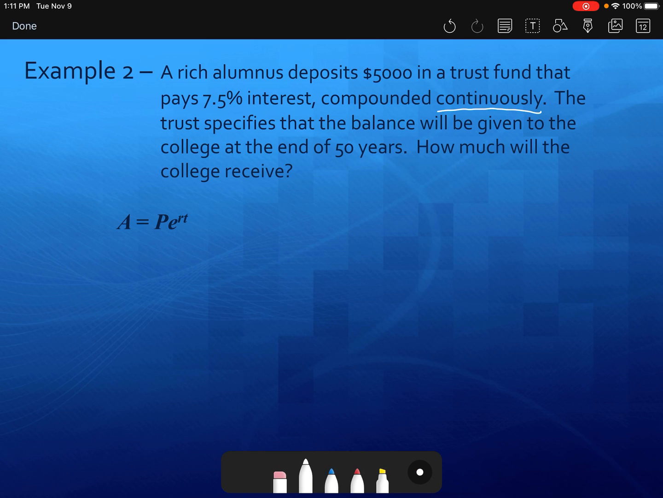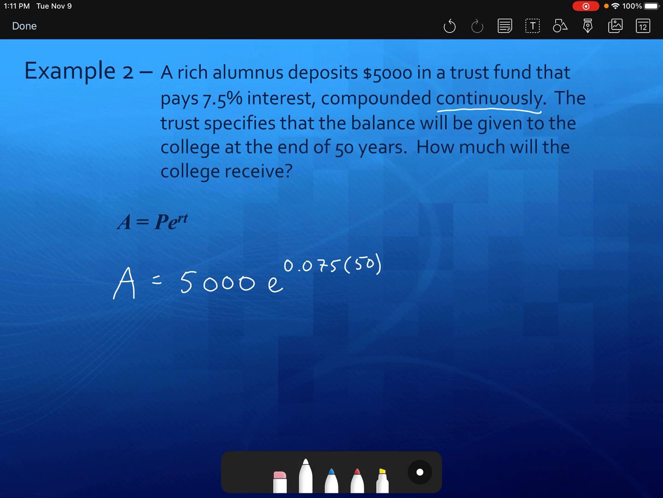The trust specifies that the balance will be given to the college at the end of 50 years. How much will the college receive? Okay, well, this is a simple problem where we're only putting the money in one time. So we use PERT, 5,000 times e to the 0.075 times t, that's 50 years.